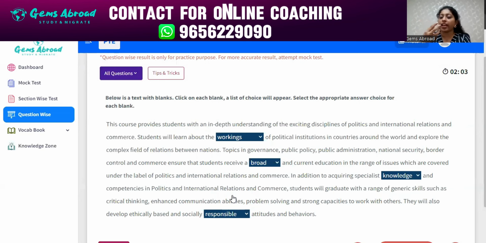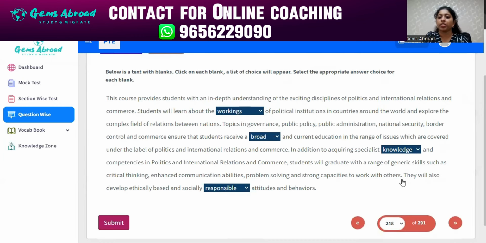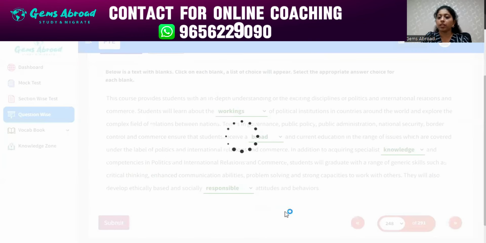So read this and once again practice reading the passage. Read it out, understand the context, and know what the meaning is. Once we know the meaning, we can suit the word about the redundancies of political workings. When we look around two or three options, it will fit the answer here. Workings of specialist knowledge and receive a broad response. So once you have done, submit the answer. Okay, we'll move on to the next question.